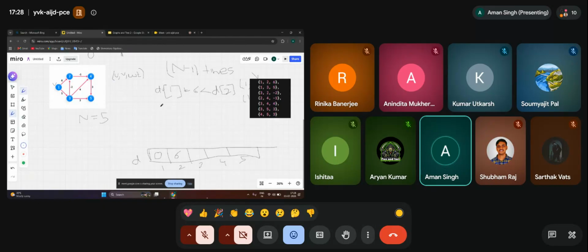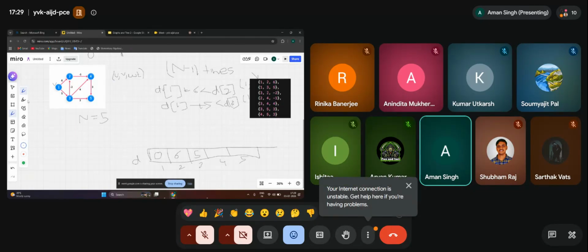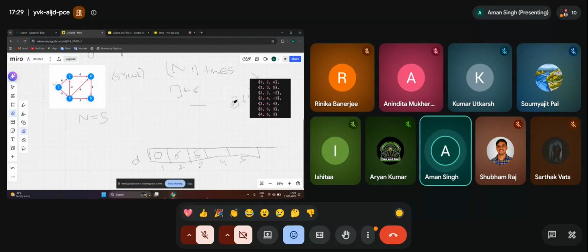So for the second edge, distance of 1 plus a vertex 5 is less than distance of 3. Distance of 3, yeah. So distance of 1 is 0 and plus 5 is less than distance of 3, which is int max. So yes, it is less. So we will update it, and after this, let me just erase this.